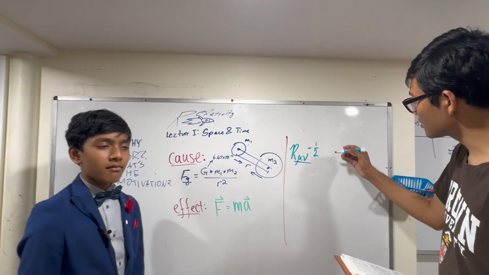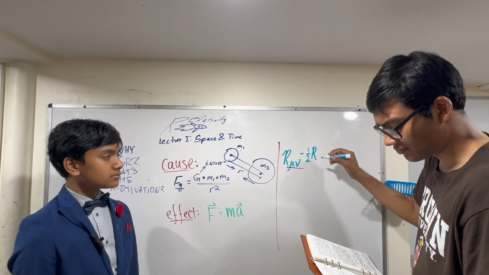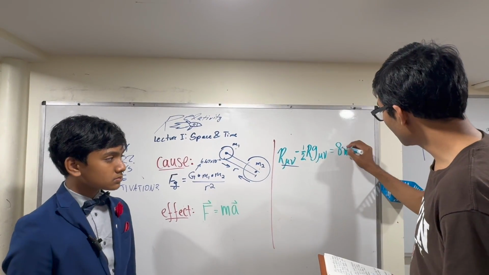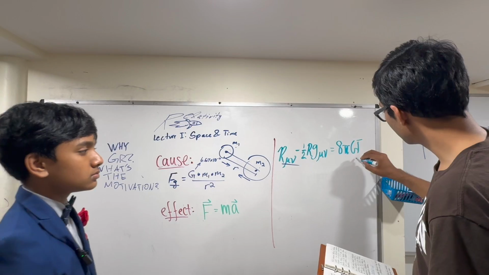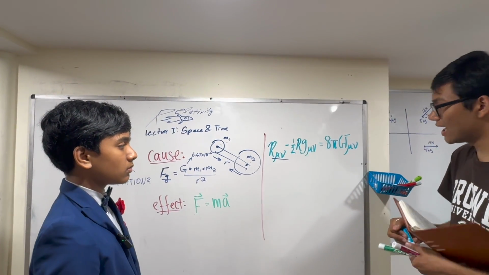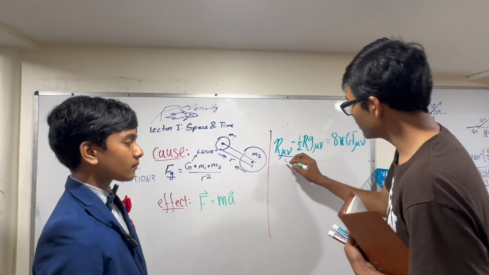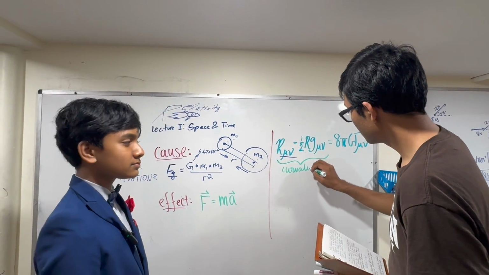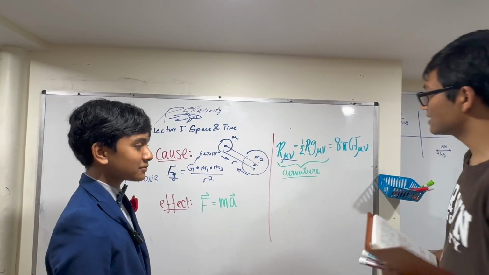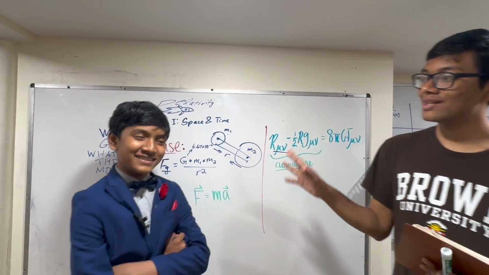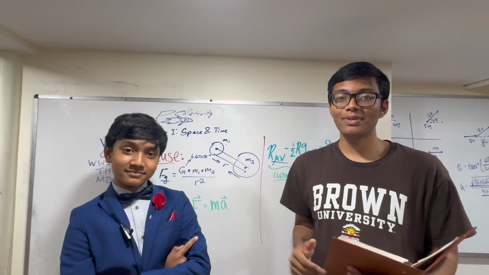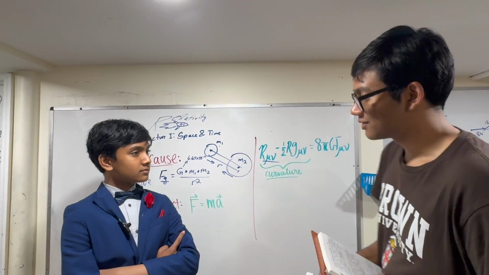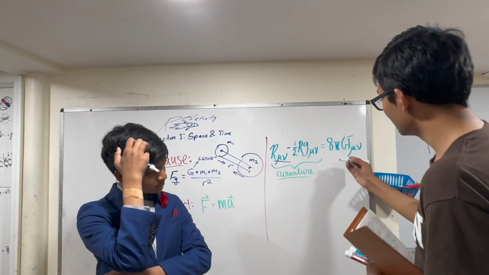Let me just write down Einstein's equation. I'm not going to really explain it, just show what the cause and effect is. This is 8 pi G times tensor T mu nu. What we have here is the curvature of space and time. The Michio Kaku type explanation: matter tells space how to bend, and space tells matter how to move. That's exactly what we have here.